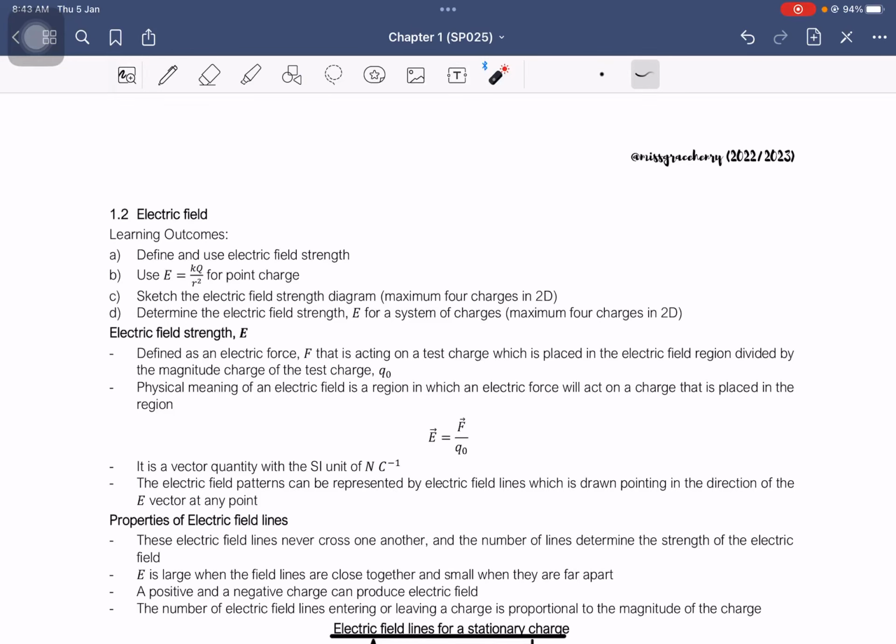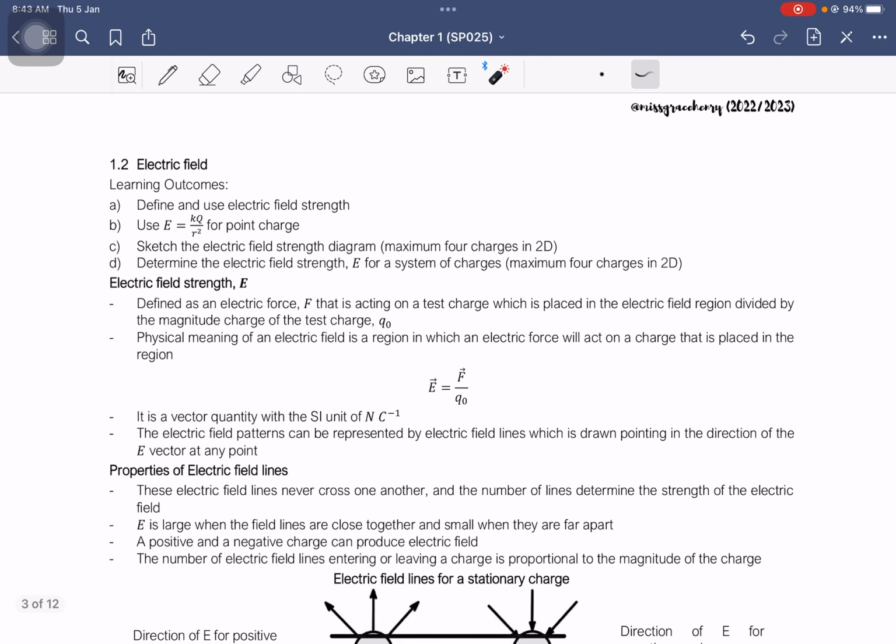For your second subtopic, it is on electric field. In this subtopic, you have to be able to define and use electric field strength, use this equation here for a point charge, sketch the electric field strength diagram, so maximum 4 charges in 2 dimensions, and lastly, determine the electric field strength for a system of charges, and that is a maximum of 4 charges in 2 dimensions.